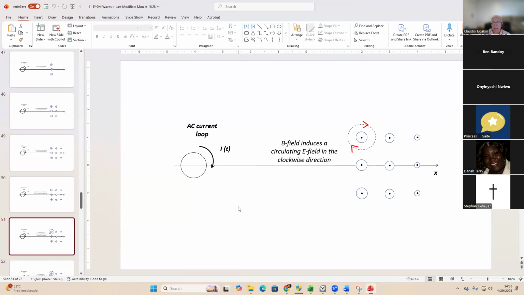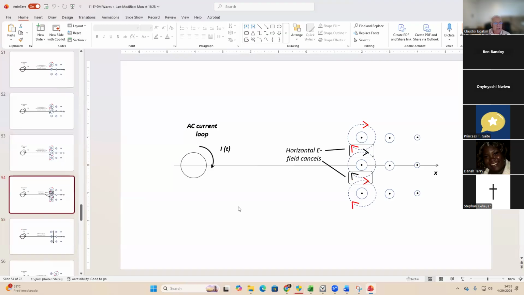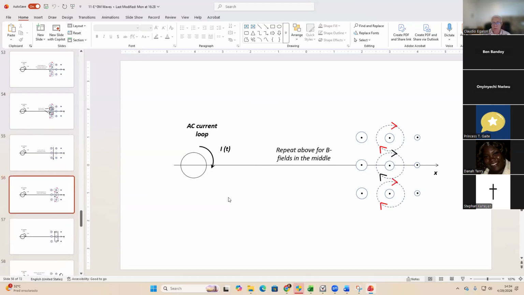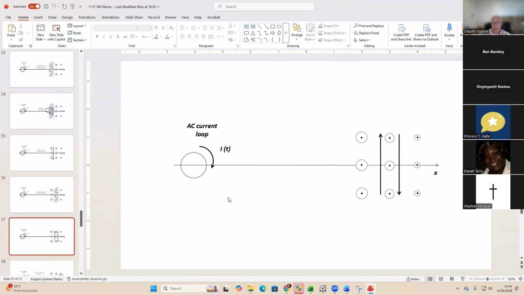But because the magnetic field is changing with time, it is also inducing an electric field. The electric field is circulating around each of those magnetic fields. Okay? But in this region, they cancel out because they have the same amplitude but opposite direction. And what is left is an electric field that's downwards and perpendicular to the magnetic fields. Here we have the same thing, another electric field down.